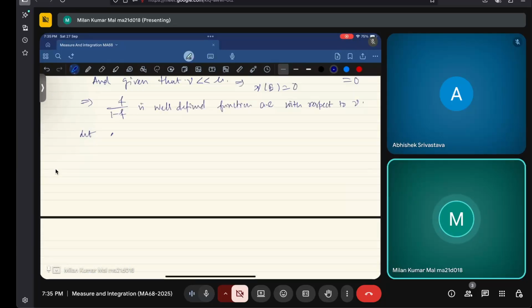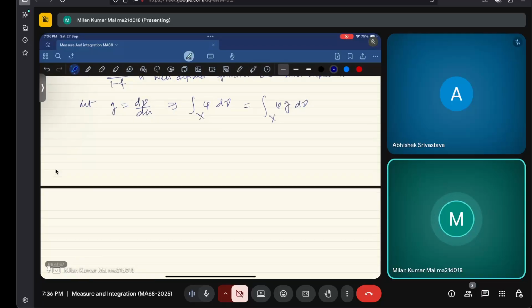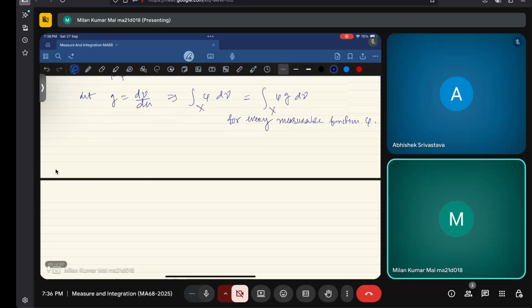So let g be equal to the function d nu by d mu. We have to prove that this is equal to f by 1 minus f. That implies the integration of phi d mu over the full set X is equal to the integration of phi g d nu over X, for every measurable function phi. This is true for every measurable function phi.